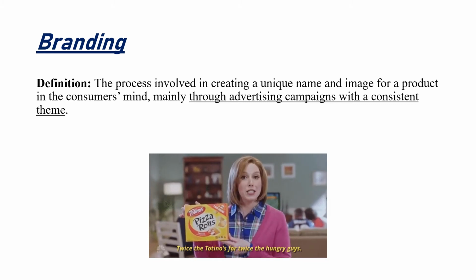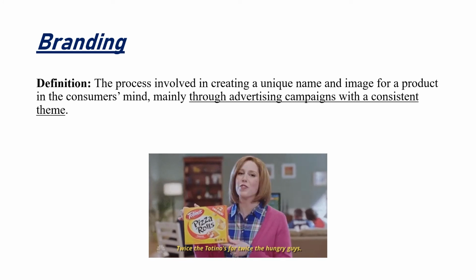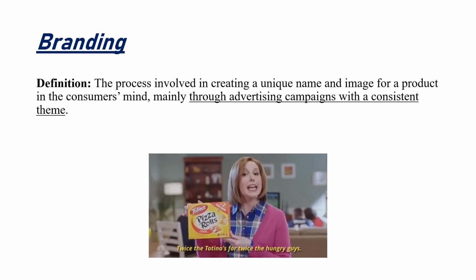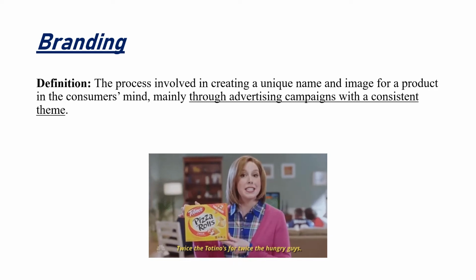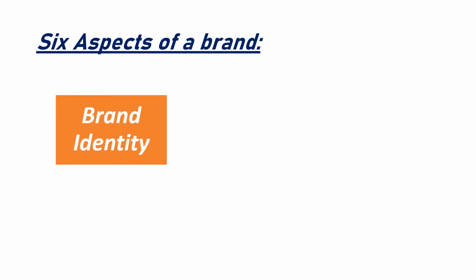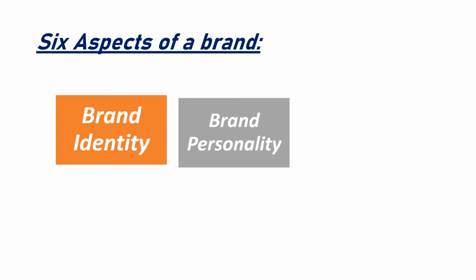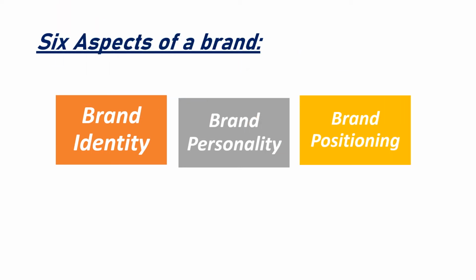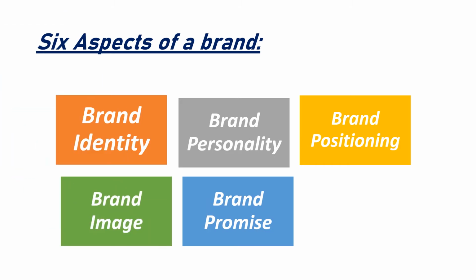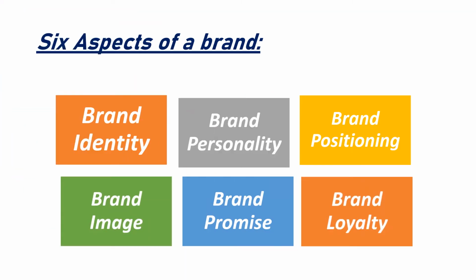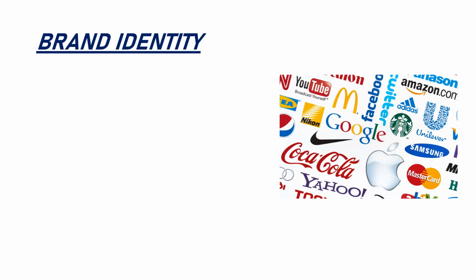There are 6 aspects of a brand which are used to drive intense communication between brands and customers in advertising today. These are 6 aspects of a brand. Brand identity, brand personality, brand positioning, brand promise, brand image, and brand loyalty. Many people believe a brand only consists of few elements, some colors, some fonts, a logo, a slogan. In reality, it is much more complicated than that.